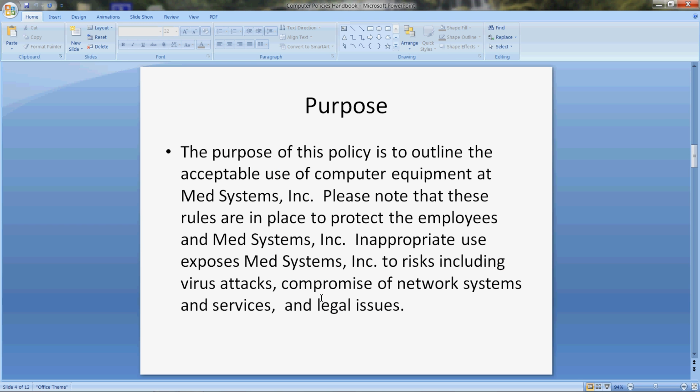The purpose of this policy is to outline the acceptable use of computer equipment at Med Systems Incorporated. Please note that these rules are in place to protect the employees and Med Systems Incorporated. Inappropriate use exposes Med Systems Incorporated to risks including virus attacks, compromise of network systems and services, and legal issues.